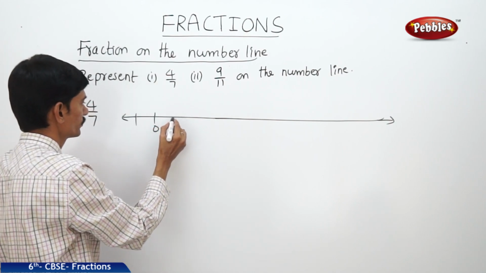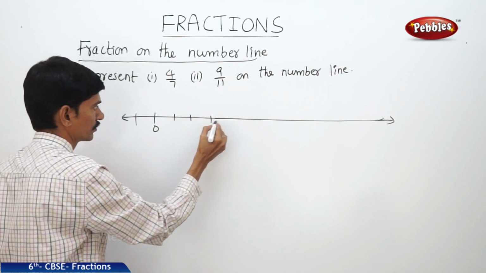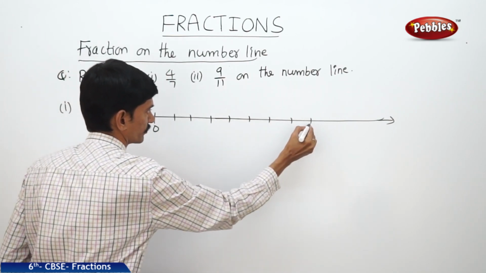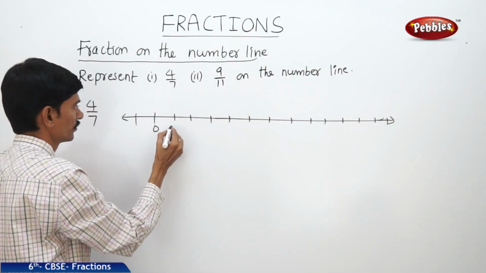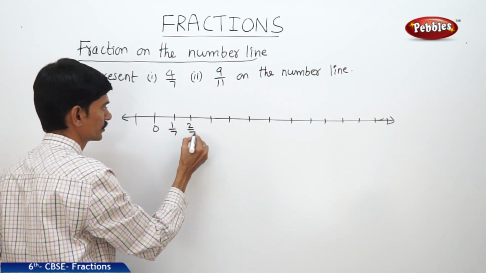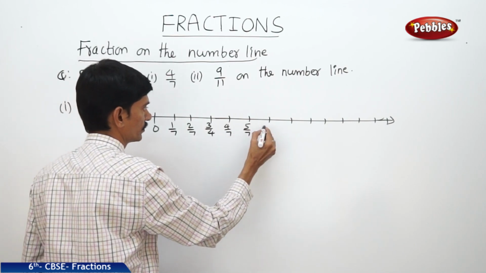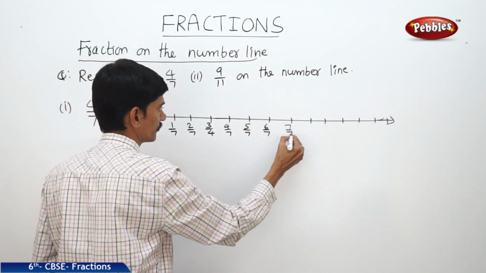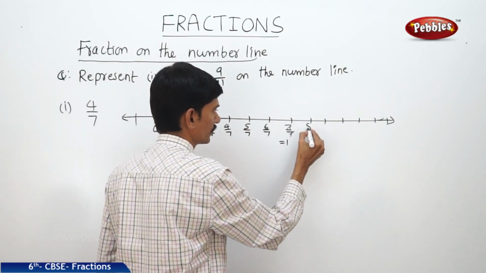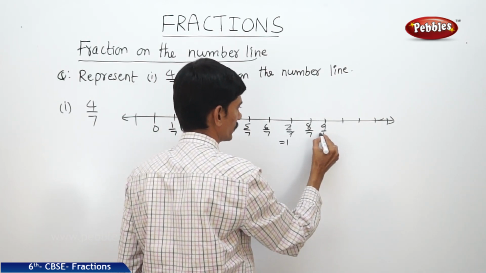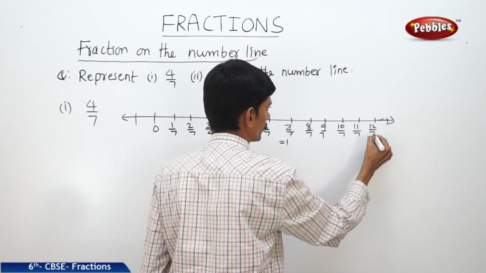Now as the denominator is 7, we take each part: first part is 1/7, second part 2/7, then 3/7, 4/7, 5/7, 6/7, then 7/7, which is equal to 1. Next 8/7, 9/7, 10/7, 11/7, 12/7.